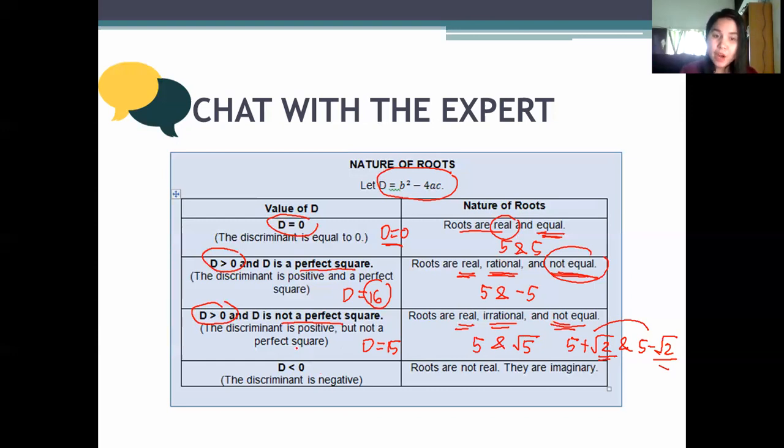But if our discriminant is negative, then the roots are not real. We call them imaginary. Example, if the discriminant is negative 15, remember, you place it inside, right? Square root of negative 15, that's imaginary, right? So it means that our roots are imaginary.